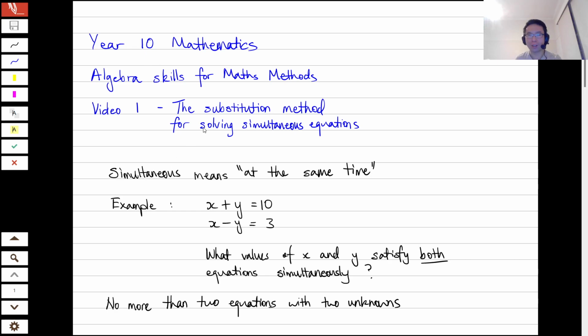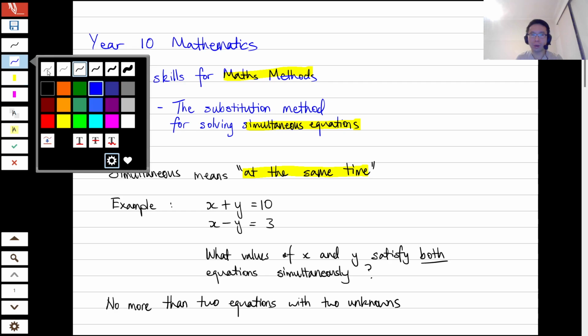Our focus for the next 4 weeks is going to be preparing for maths methods with some algebra. So in this video we're going to look at something called simultaneous equations. And in this context the word simultaneous just means at the same time.